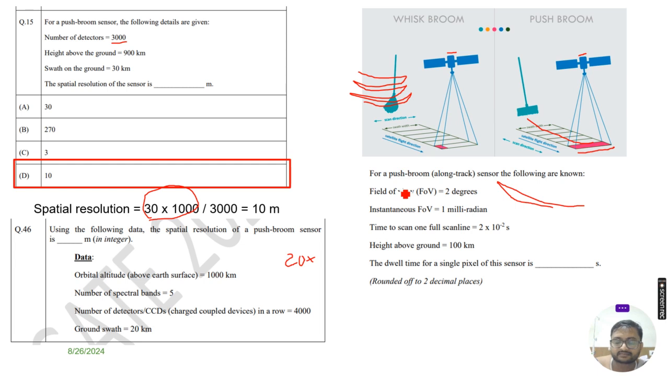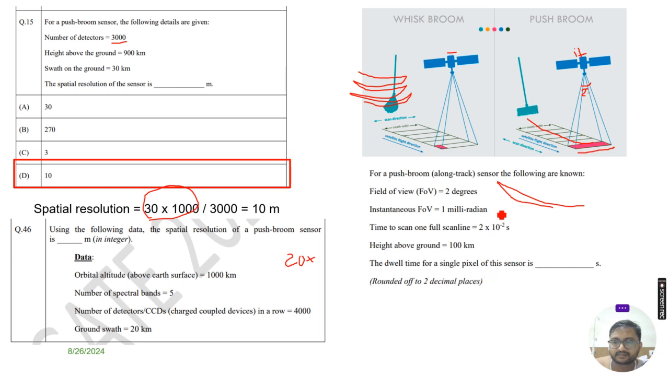Here the details given are: the field of view is 2 degrees. Then the instantaneous field of view. Here 4000 sensors or 3000 sensors will be there, and for each sensor the field of view is 1 milliradian. Then the time to scan one full scan line is 2 into 10 raised to minus 2. So how much time will it take for a single pixel? Did you get the question first of all?